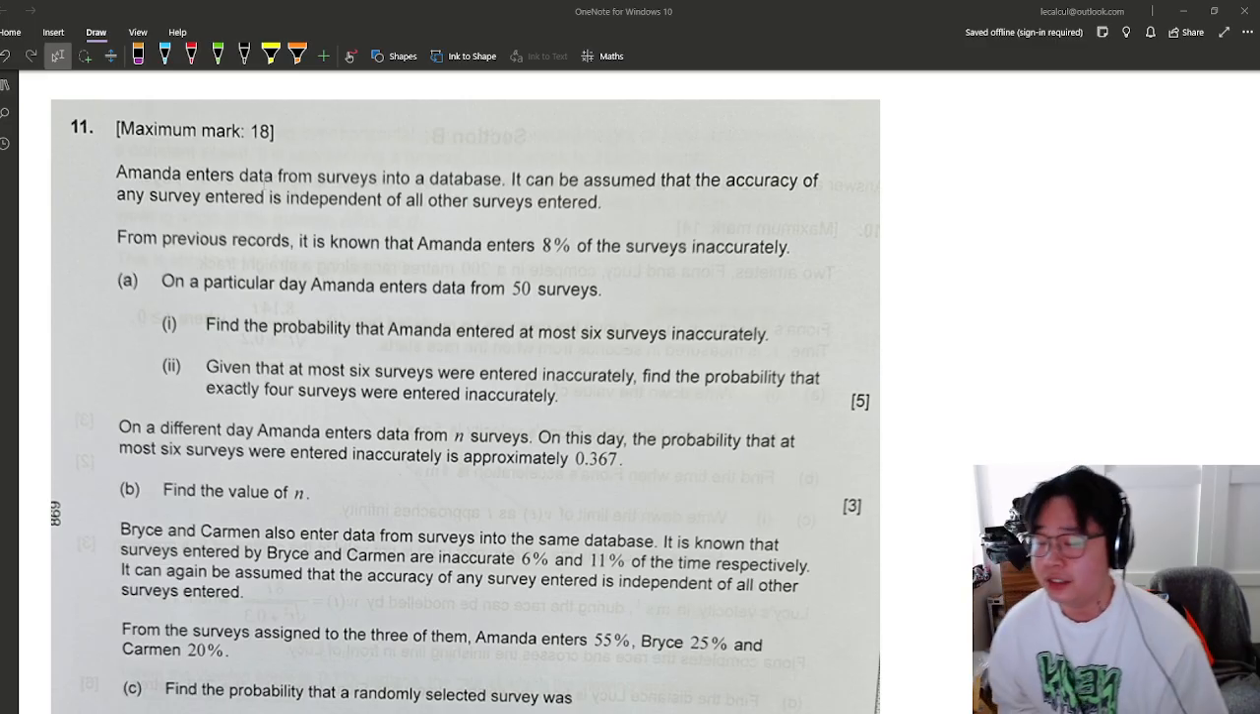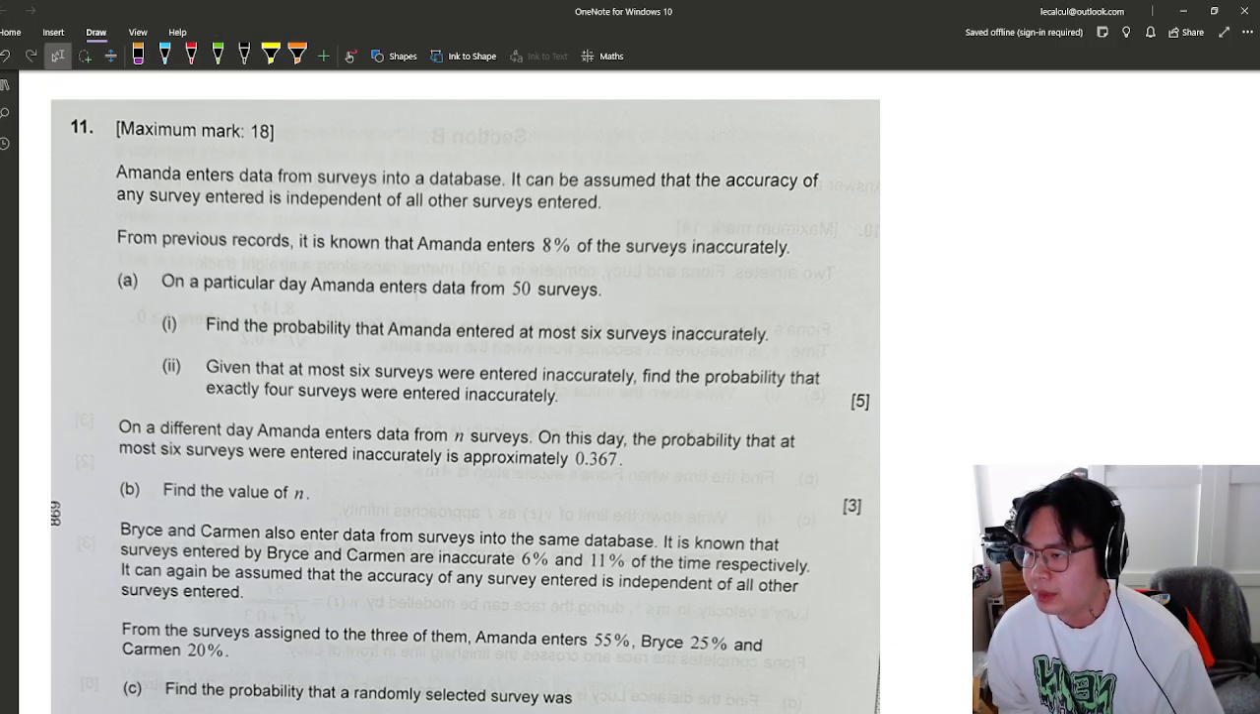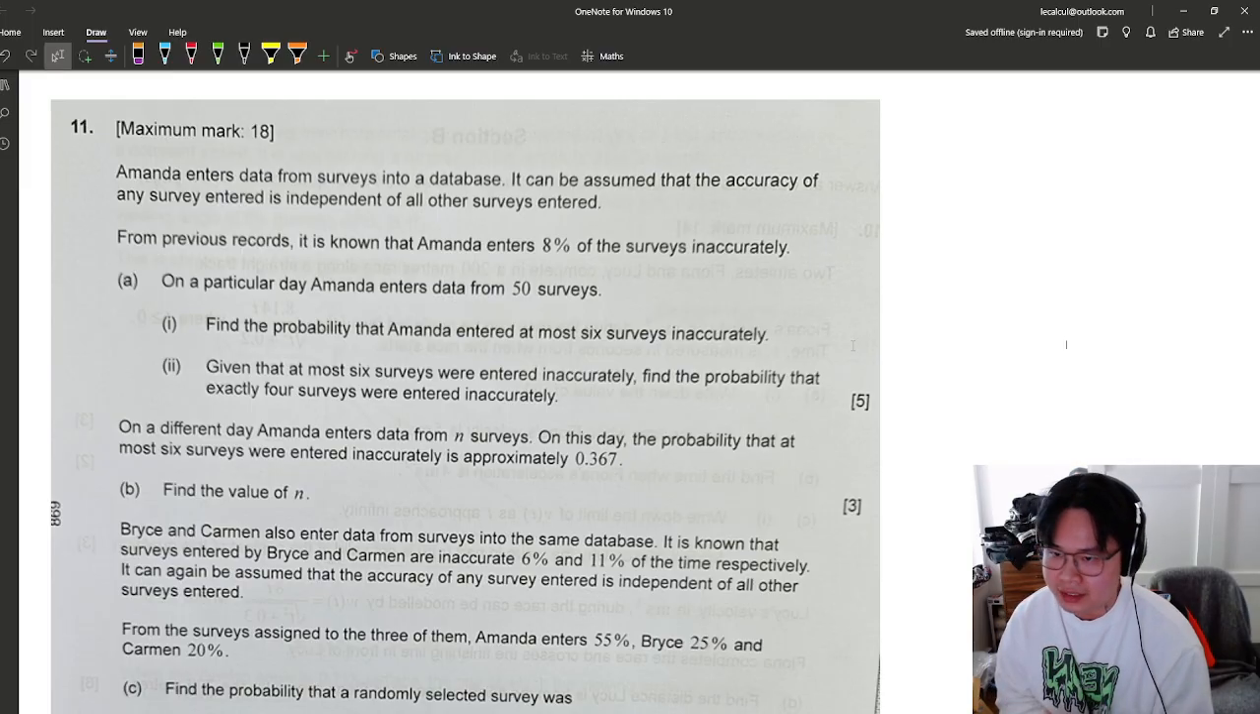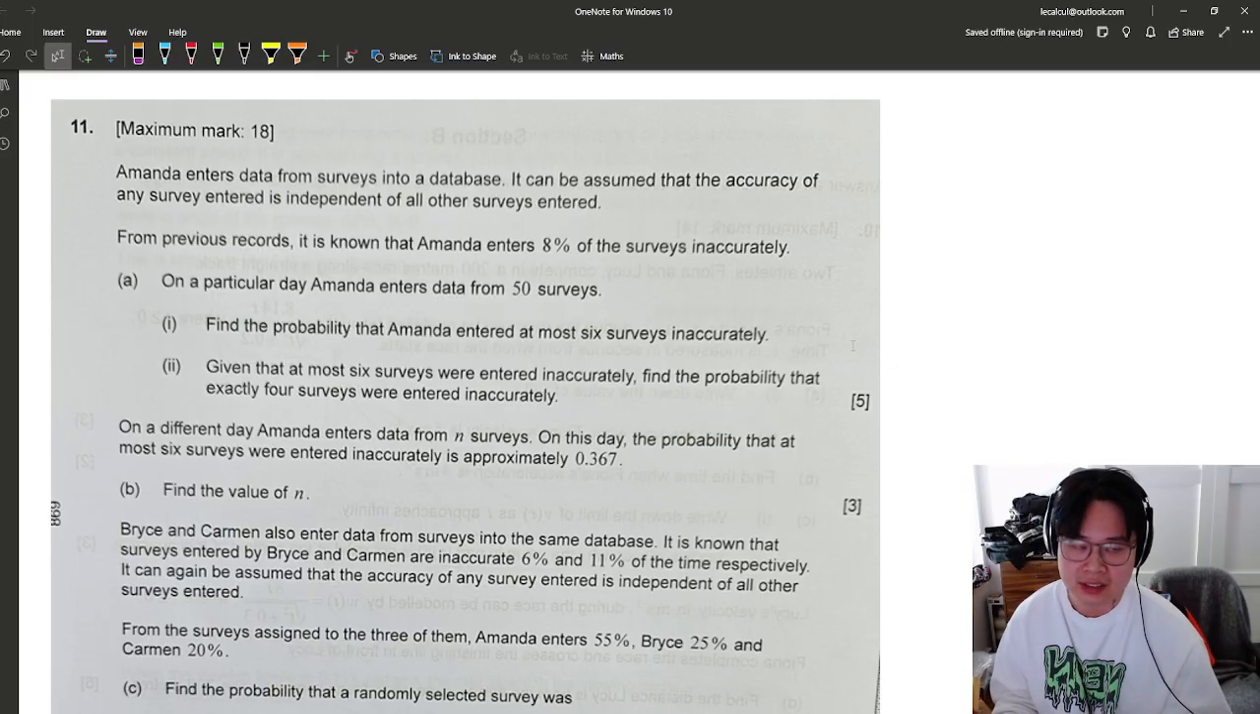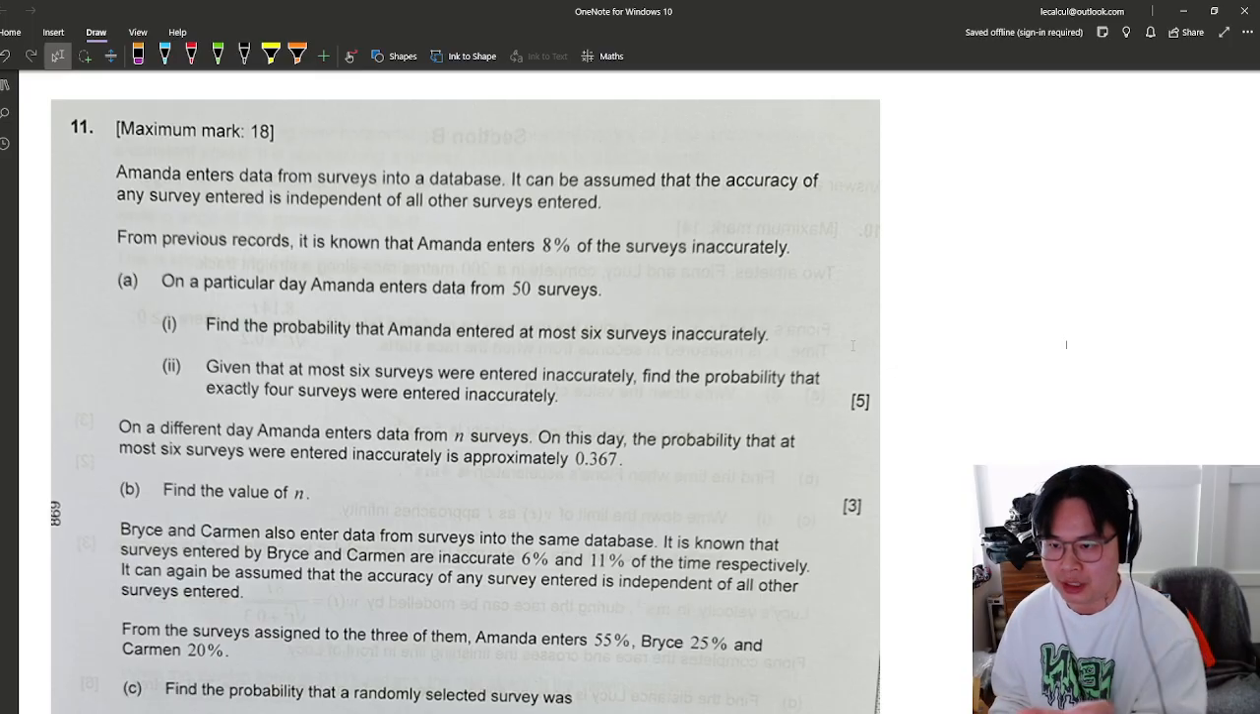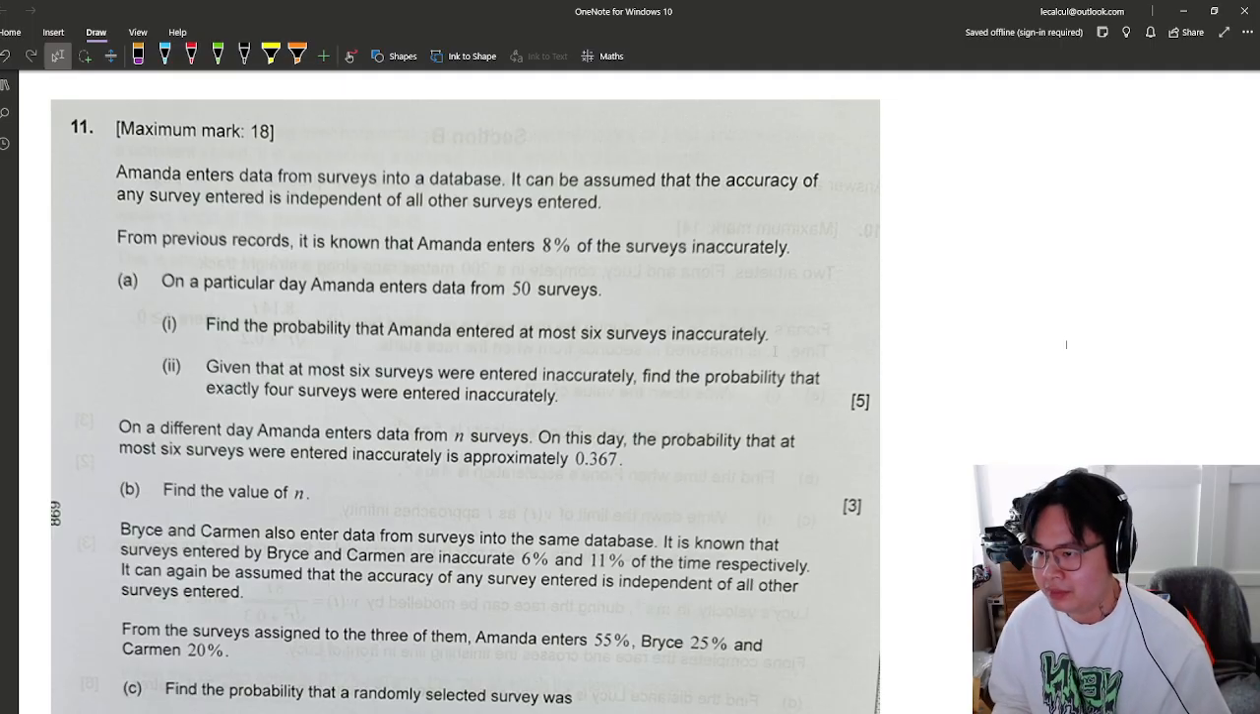Amanda enters data from a database. Okay, accuracy of any survey is independent. Previous records, 8% of her surveys are entered inaccurately. On a particular day, she enters 50. Find the probability that Amanda enters at most 6 surveys inaccurately. Okay, so this is a binomial distribution. Every survey has an 8% chance of being entered wrong, and we have 50 surveys. It's the same trial over and over again, all independent with the same probability of something happening.